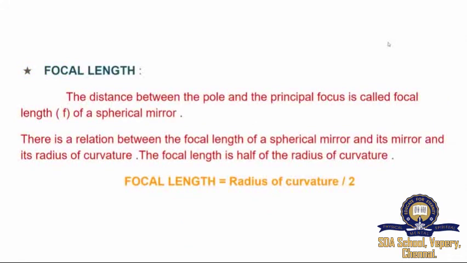Next one is focal length. The distance between the pole and the principal focus is called the focal length, that is F, of a spherical mirror. There is a relationship between the focal length of a spherical mirror and its radius of curvature. The focal length is half of the radius of curvature. So, the formula for focal length is equal to radius of curvature divided by 2.